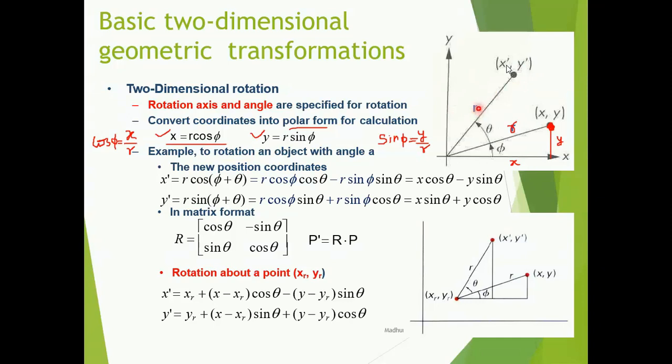r is the same value you have, that is r itself. See here, the same value r. r into cos phi plus theta. That's because you have just changed the position. Originally, for x you had only phi. Now we are adding an angle of rotation, that is theta. So that's why you have r cos phi plus theta.